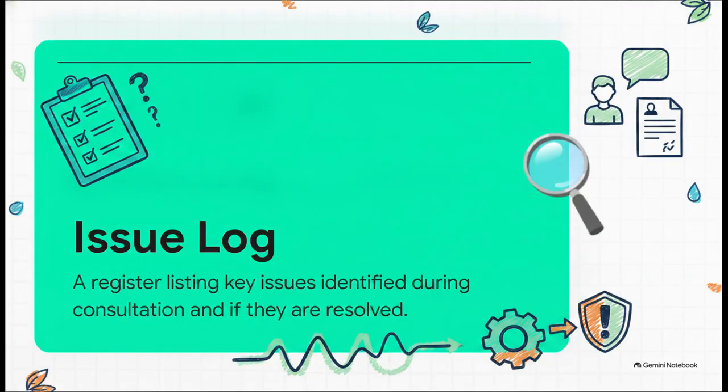Now, as you start identifying all these priorities, you're going to need specific documents to actually track them. So let's build up that vocabulary. Your first term is the issue log. Think of this as your master list. It's a register that lists every single key issue identified during consultation and, crucially, whether or not it's been resolved. This is exactly how you prove to management that you don't just go around finding problems, you actually fix them.